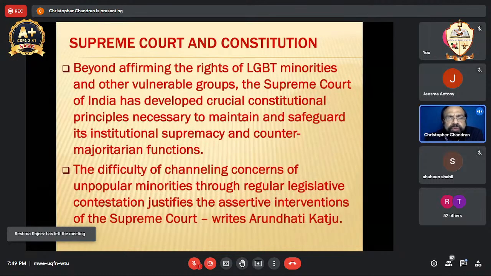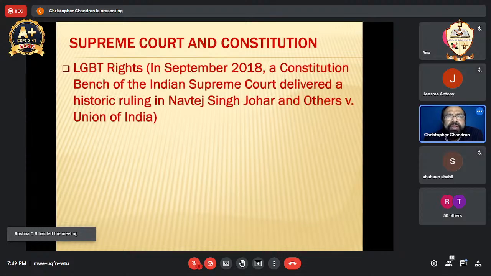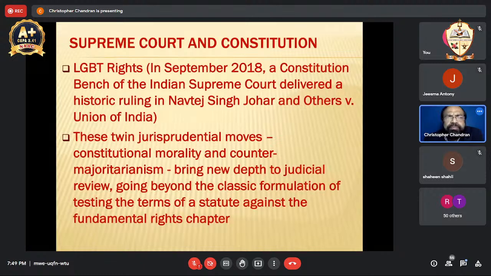This is what Arundhati Katju said after the Johar verdict: the difficulty of channeling the concerns of unpopular minorities, because it's not a popular thing with regard to gay rights and LGBT rights. It's a very unpopular, small minority. But the Supreme Court gave a verdict in favor of them. A historic ruling that happened in 2018. So we are always struggling.